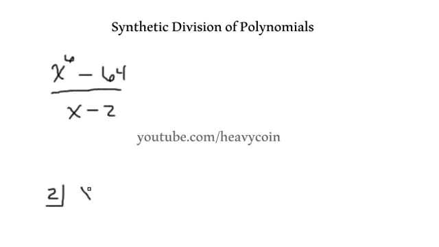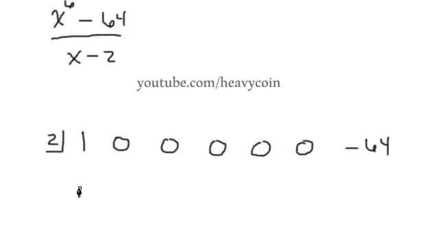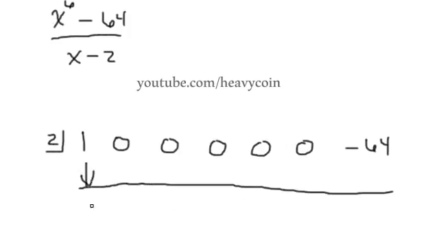We have x to the 6th. We have a 1 as the coefficient. Now we don't have an x to the 5th, nor do we have an x to the 4th. We don't have an x to the 3rd, or an x squared, or even an x. That's a lot of zeros. And then minus 64. Alright, so we draw a line, bring the 1 down.